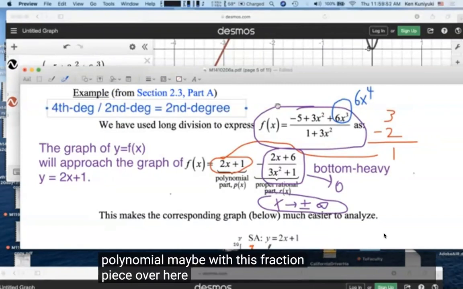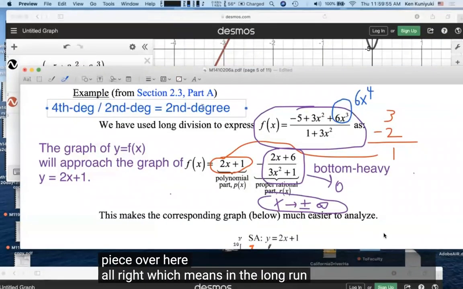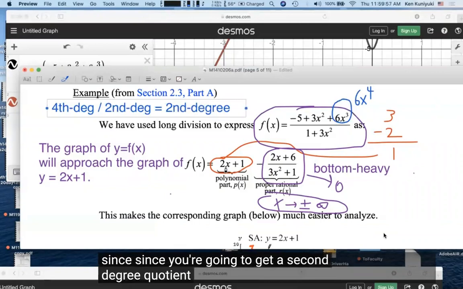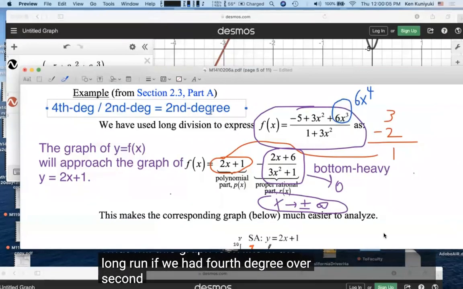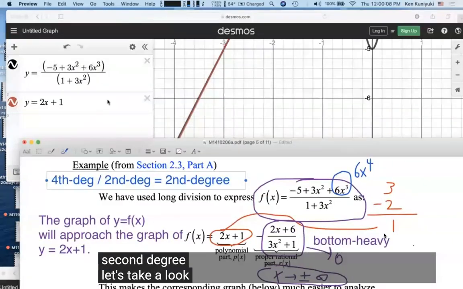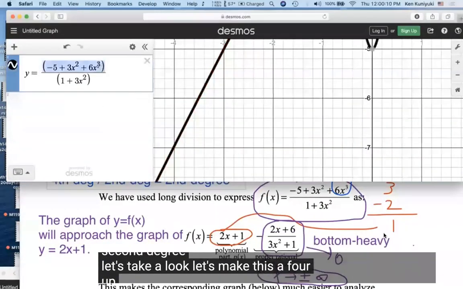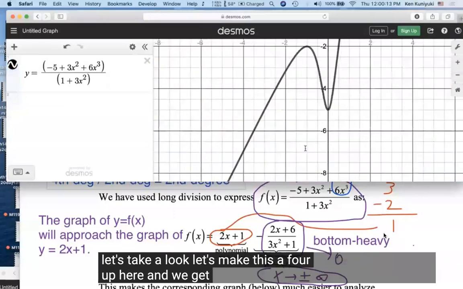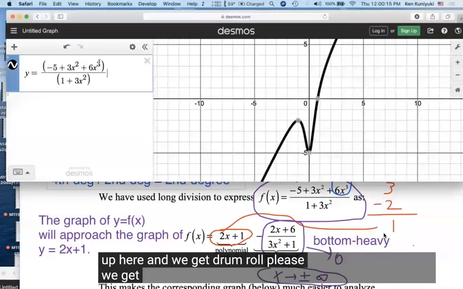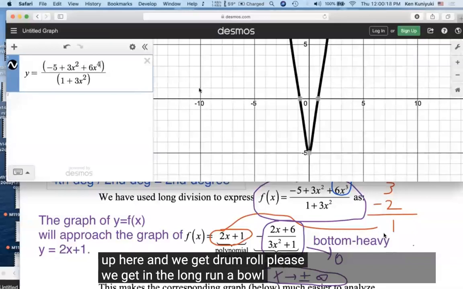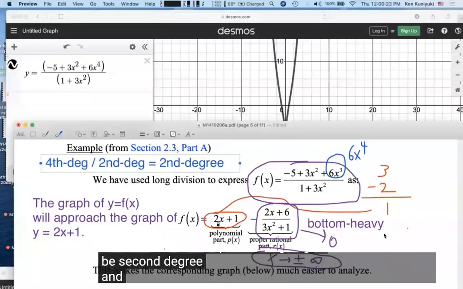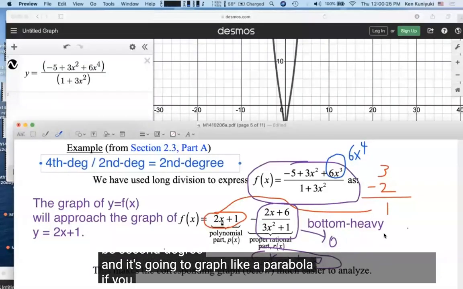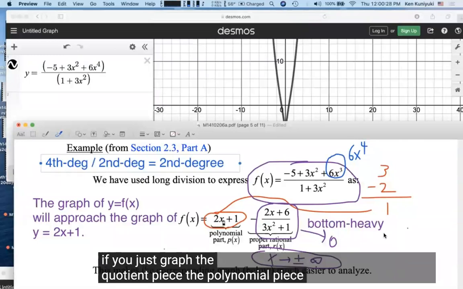piece over here. All right, which means in the long run, since you're going to get a 2nd degree quotient, in the long run, if we had 6x to the 4th over here and the rest stayed the same, what will this graph look like in the long run if we had 4th degree over 2nd degree? Let's take a look. Let's make this a 4 up here. And we get, drum roll please, we get, in the long run, a bowl. A bowl. Because the quotient is going to be 2nd degree, and it's going to graph like a parabola. If you just graph the quotient piece, the polynomial piece, it's a parabola.